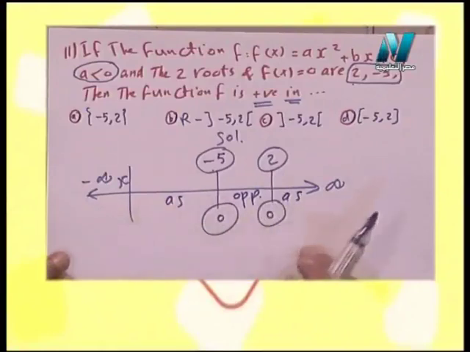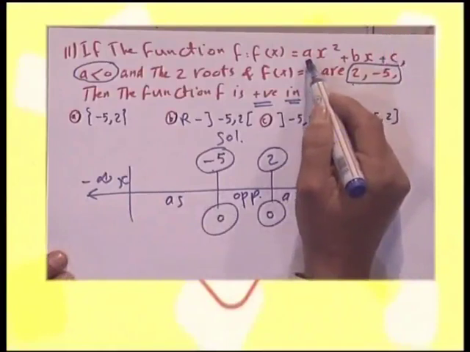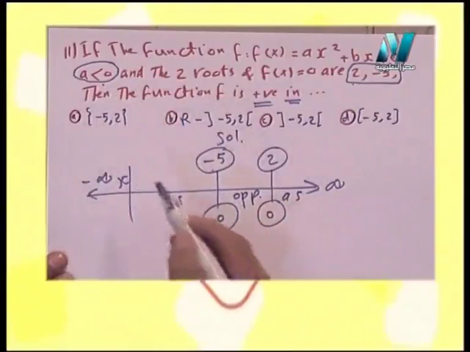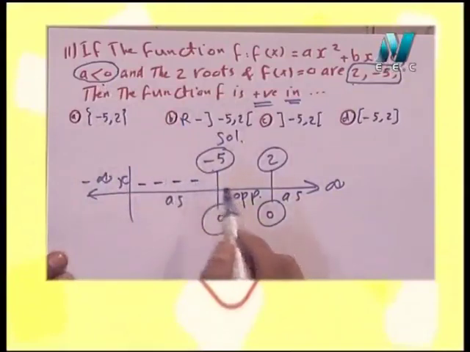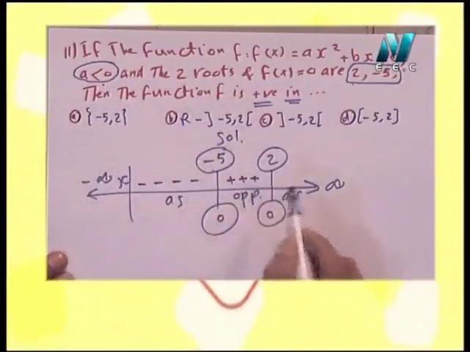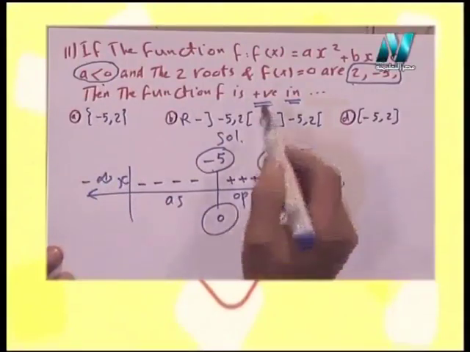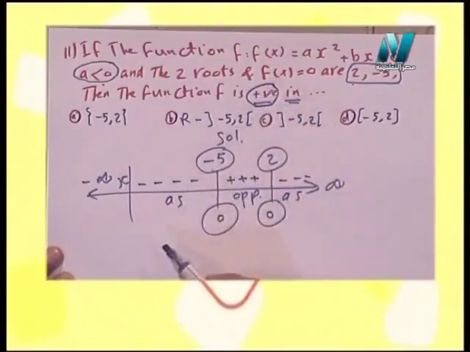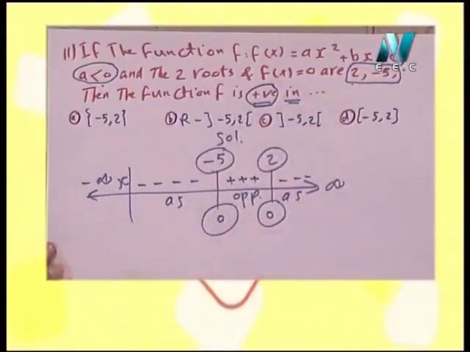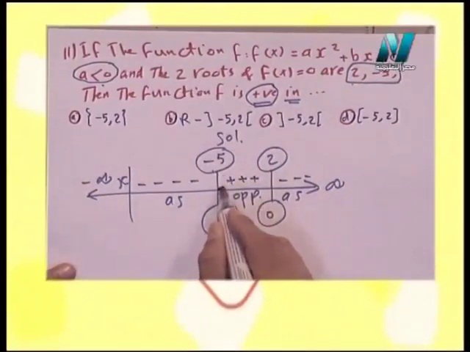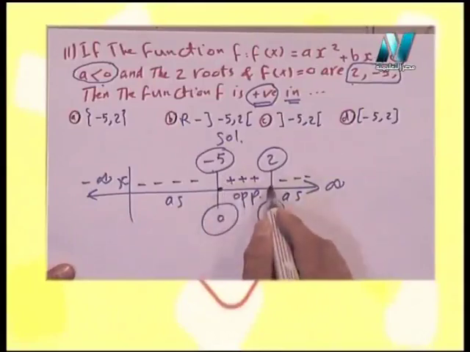Okay. So as what and opposite what? As the sign of a. And he told us that a less than 0, that means negative. So as will be negative here, opposite will be positive, and as will be negative also. And he asked me to find the interval that will be the positive part. The positive part, as you see here, starts after negative 5 to directly before 2.